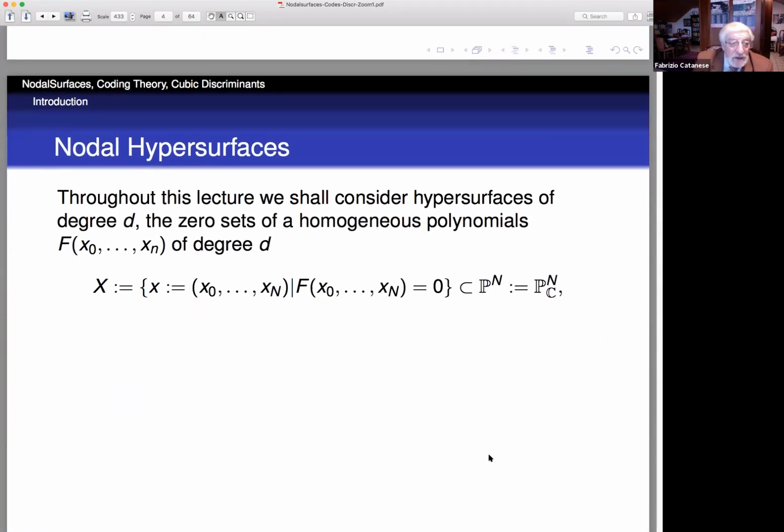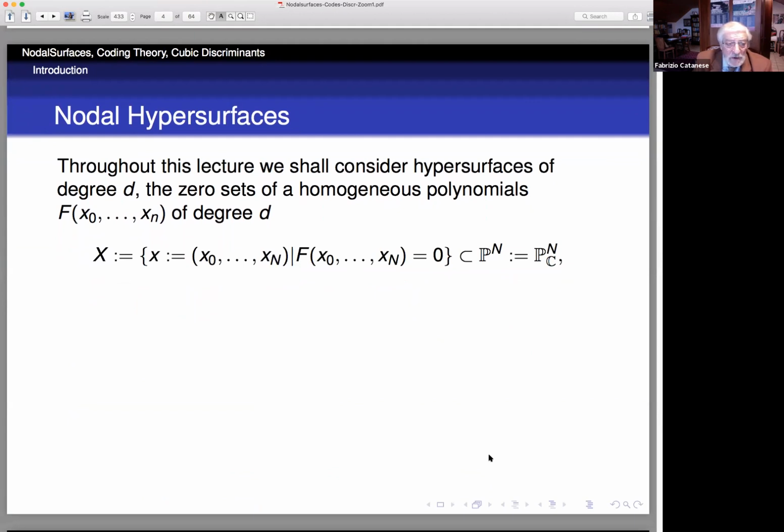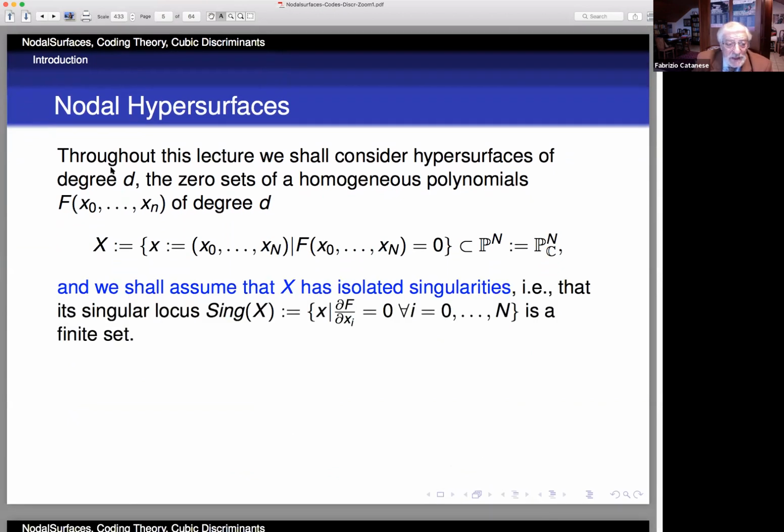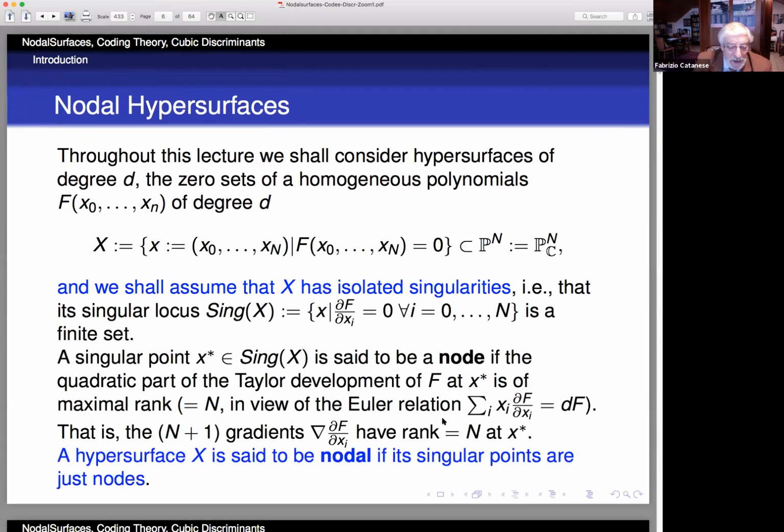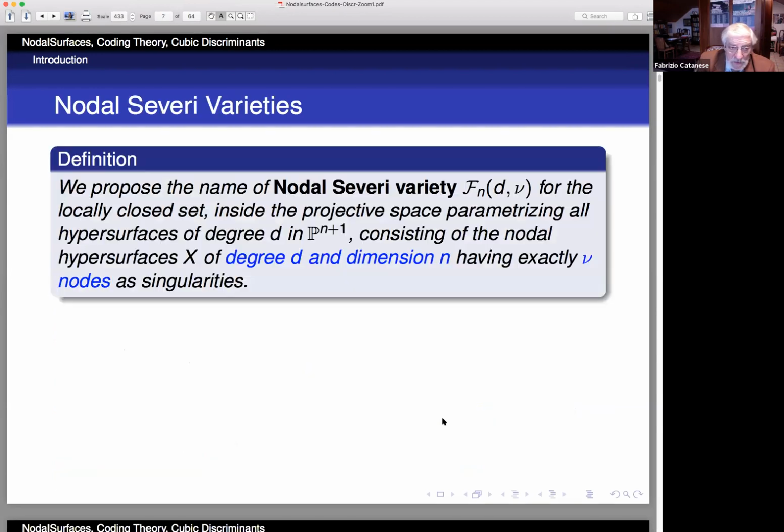Okay, so I will consider during the talk nodal hypersurfaces, so hypersurfaces of degree d and dimension n, defined by a homogeneous polynomial of degree d, which I will call capital F. We assume that the hypersurface has isolated singularities, so it has a finite number of singular points. A singular point is a node if the quadratic part of the Taylor development of F at the point is of maximal rank, which is n, the dimension of the space. And so nodal hypersurface means that its singular points are just nodes.